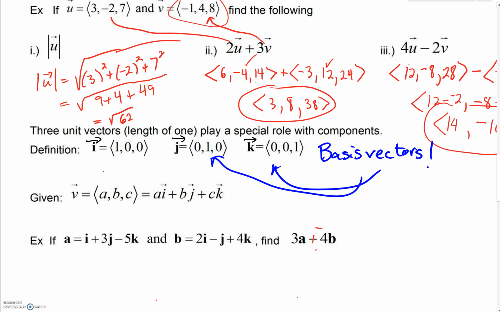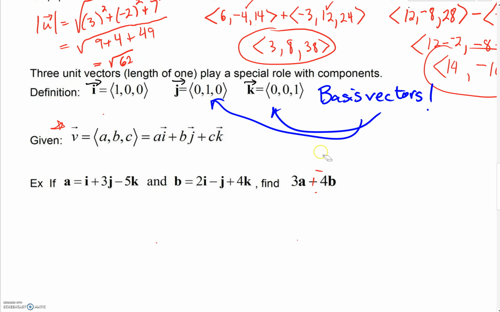We already talked about the basis vectors. The basis vectors i, j, and k go in the directions of the x, y, and z axes. And why do we have that? Well, when you see vector v, you can say that's a, b, c in component form. My goodness, you could also write that as a times vector i, plus b times vector j, plus c times vector k. And that would be ijk notation as opposed to components.